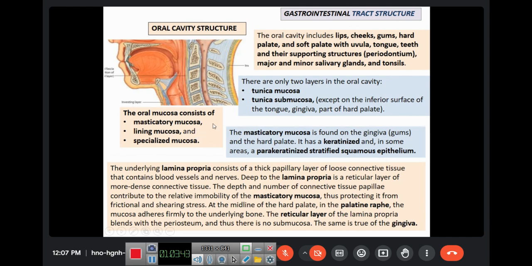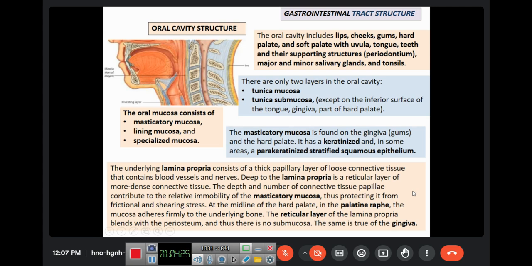Lining mucosa has the submucosa. Submucosa is for mobility of mucosa. Submucosa contains loose connective tissue and it ensures mobility of mucosa. The areas with masticatory mucosa usually have no submucosa. Instead, in these areas, such as on gingiva, in gums, the masticatory mucosa is very firmly, very hard attached to the hard tissue, to the bone.